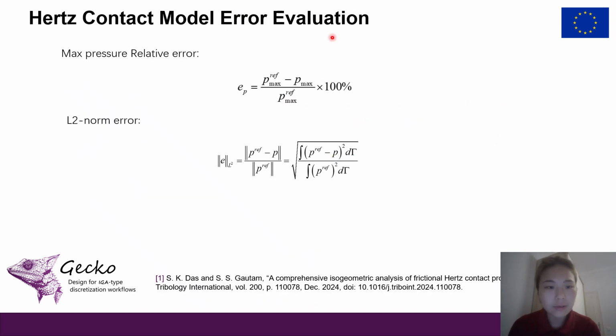To evaluate the accuracy of our IGA results, we compare them with the analytical Hertz solution. We use two main error measures: the maximum pressure relative error, which shows the difference between the peak contact pressure from the simulation and from the theoretical value, and also the L2 norm error. This one measures the overall deviation of the pressure distribution along the contact area, providing a global accuracy indicator.